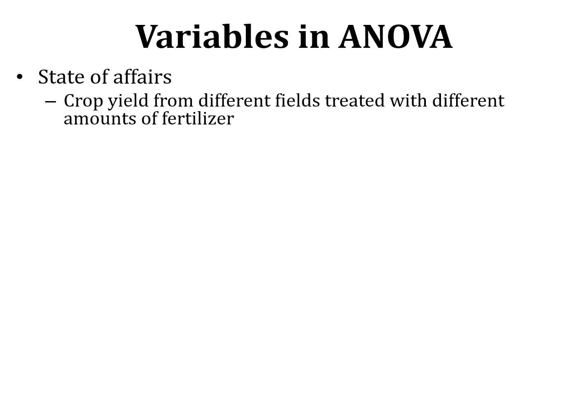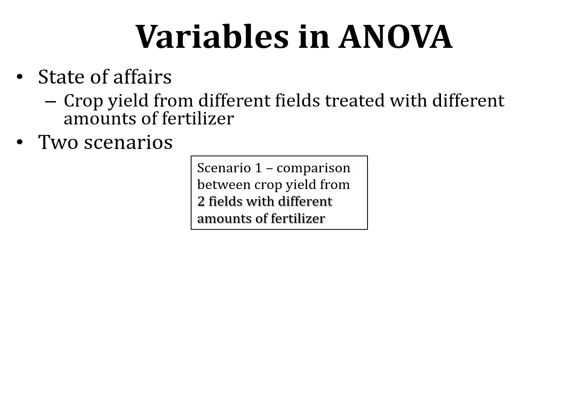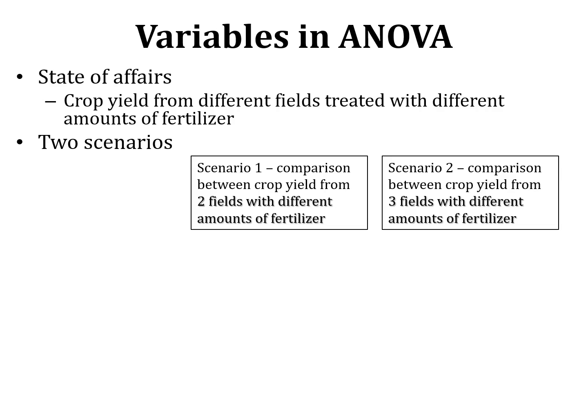Then we have another example, which is crop yield from different fields treated with different amounts of fertilizer. So we have two scenarios. Scenario 1 is comparison between crop yield from two fields with different amounts of fertilizer. We have scenario 2 where there is comparison between crop yield from 3 fields with different amounts of fertilizer.